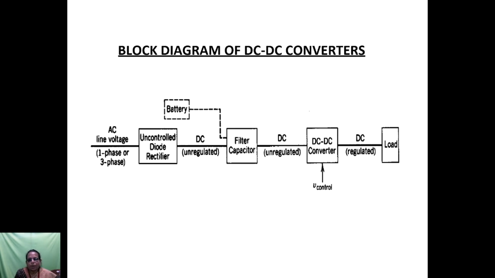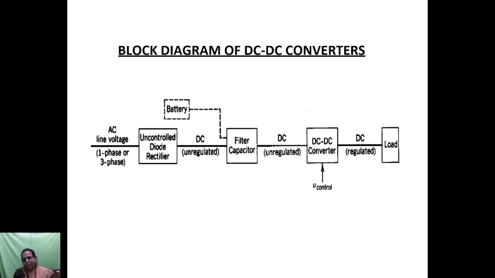Here is the block diagram of DC-DC converter. The AC line voltage, that is single phase or three phase voltage, is given to the uncontrolled diode rectifier. The function of the rectifier is to convert AC to DC, so the single phase or three phase voltage is converted to DC voltage. That DC voltage is unregulated, and it is given to the filter capacitor.